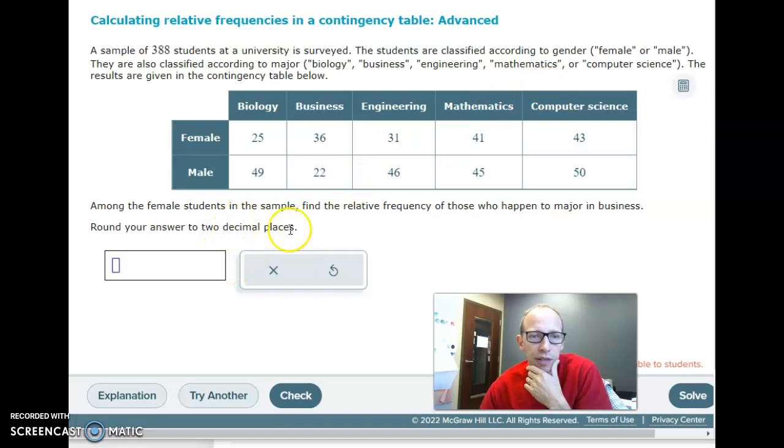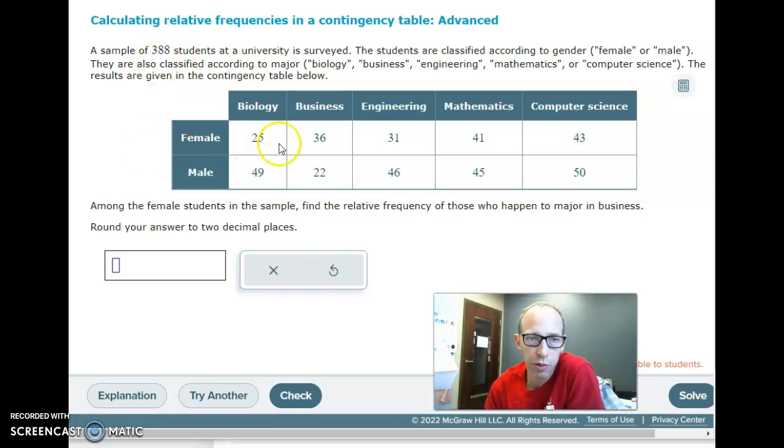So what are we trying to find? We're trying to find the relative frequency of those who, among the female students, the relative frequency of those who happen to major in business. So as soon as we say among the female students, that means for this question, the males are gone. You can cross them out if you want. It's like they were never there, and subtract however many there are from the 388, they're gone.